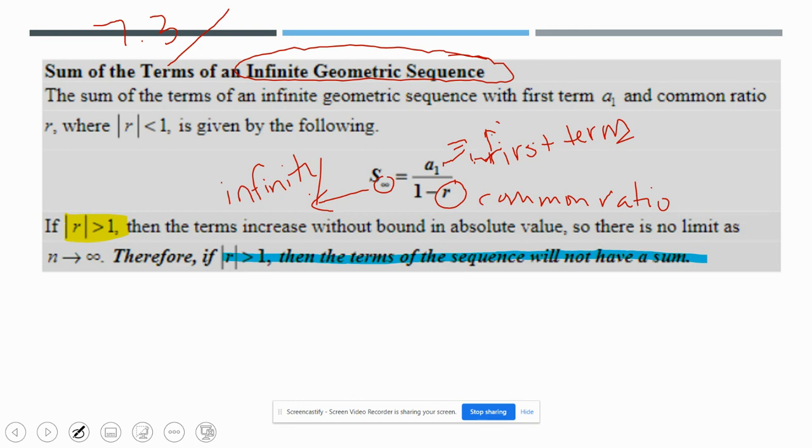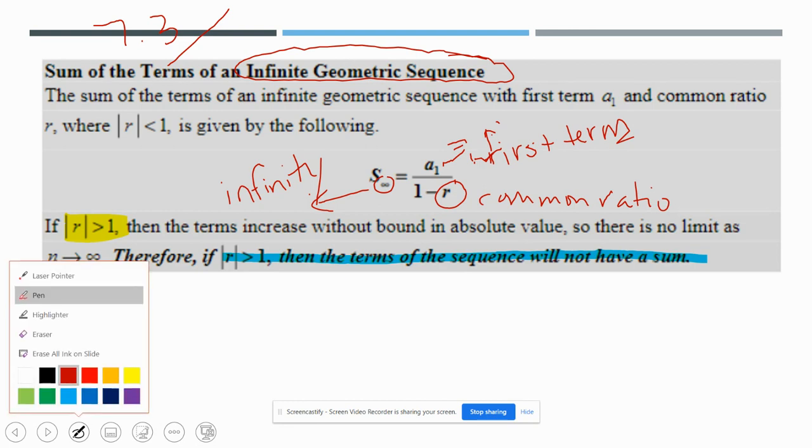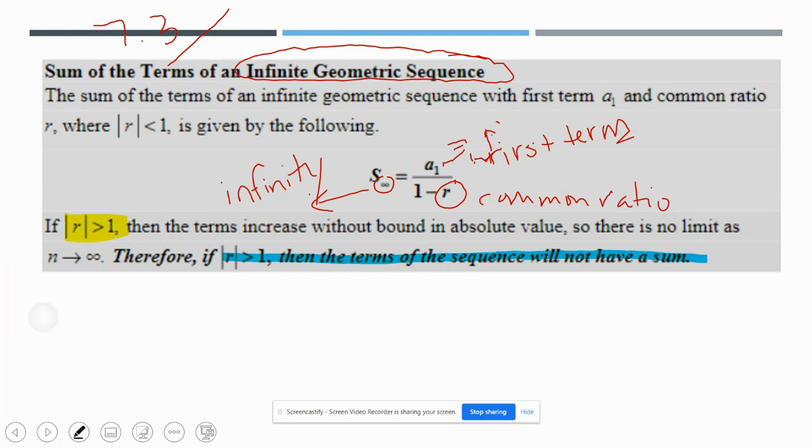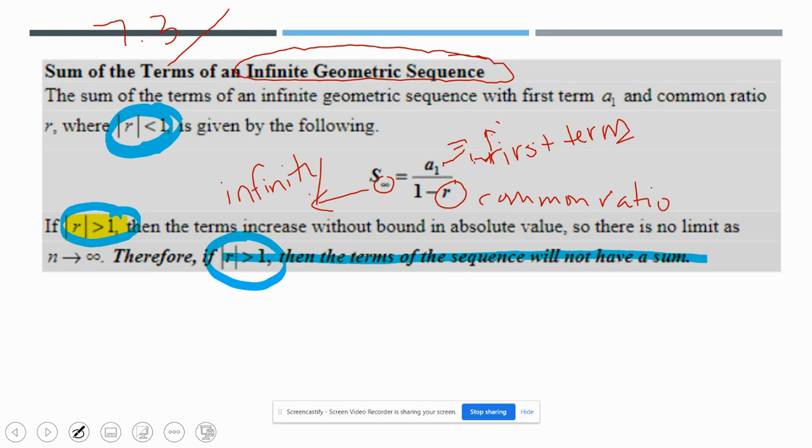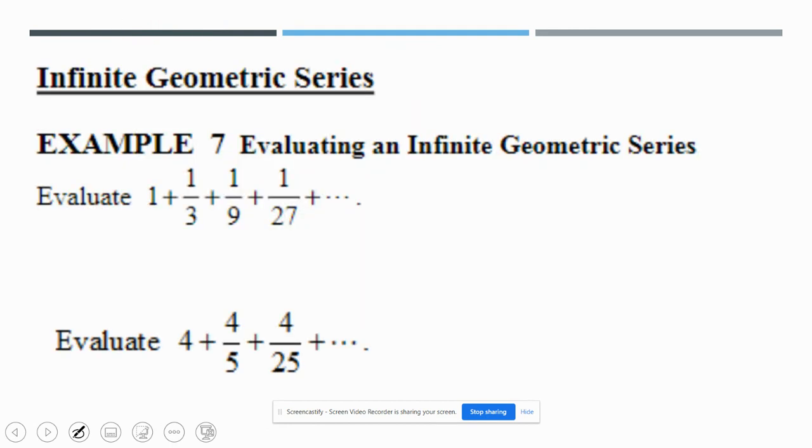So every time we check our r, get my highlighter back here, we have to make sure that our r is less than 1. If it's not less than 1, then we're in this situation and we say that it will not have a sum. So let's try.